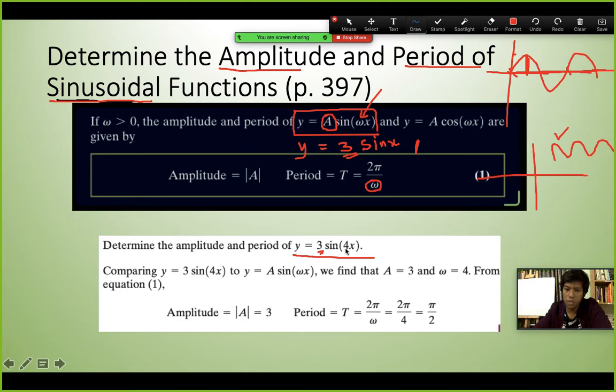And the period will be what? You see, instead of omega we have 4 here, so put 4 here. If you put 4, what do we get? 2 pi divided by 4. If you do the cancellation, we will have pi by 2. That means for this math, our amplitude is 3 and the period is pi by 2. So this is how we can do the calculation for the period and amplitude.